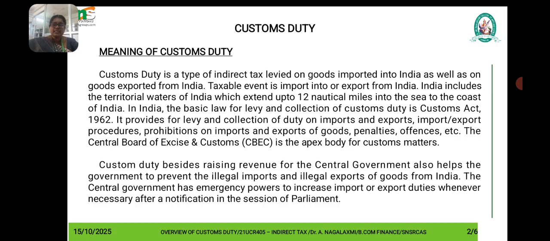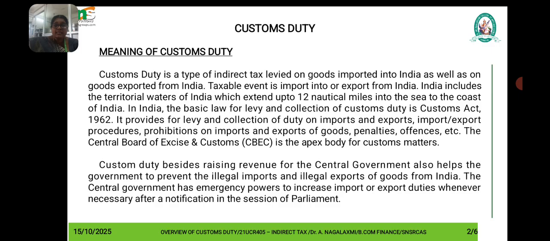Now, customs duty, besides raising revenue for the central government, also helps the government to prevent the illegal imports and illegal export of goods from India. Normally, taxes are levied for the revenue of the government, so customs revenue is for the central government. But not only raising revenue is the important aspect, it also helps the government to prevent illegal imports and illegal exports. So everything should be as per the procedures given by the Customs Act.